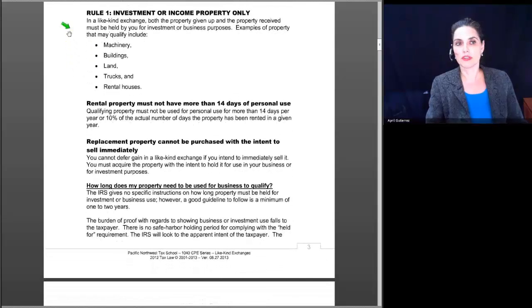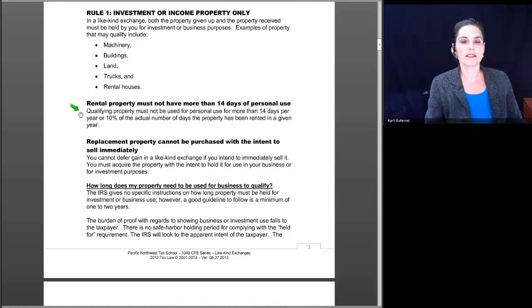And we'll begin with rule number 1, which is investment or income property only. In a like-kind exchange, both the property given up and the property received must be held by you for investment or business purposes. Examples of property that may qualify include machinery, buildings, land, trucks, and rental houses. Rental property must not have more than 14 days of personal use, however. Qualifying property must not be used for personal use for more than 14 days per year or 10% of the actual number of days that the property has been rented in a given year.